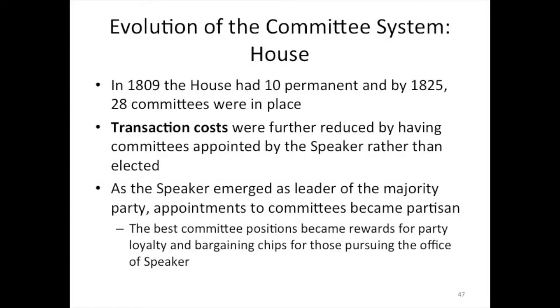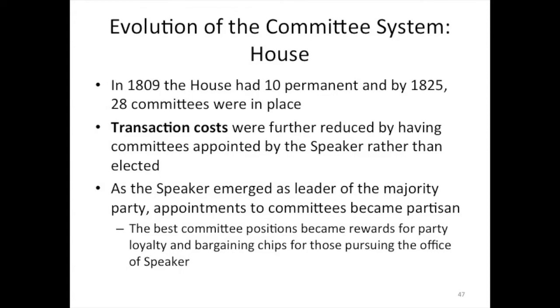In 1809, the House had 10 permanent committees, and by 1825, 28 House committees were in place. Now, early on, congressmen were elected to serve on these committees, but soon, committee members were just appointed by the Speaker. That's how we know it today. And that greatly reduced transaction costs and freed up a lot of time, instead of at the beginning of every Congress, there being a series where the entire House elects who's going to be on what committee. Now the Speaker just appoints them to be on which committee.